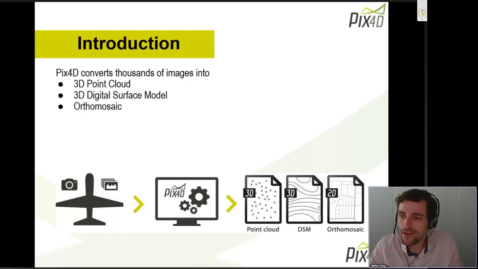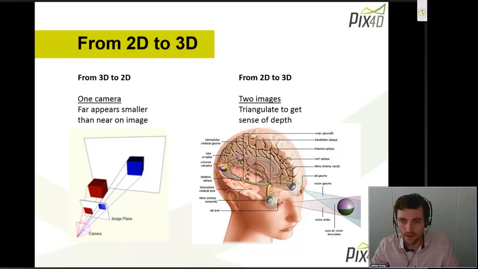So let's start with the introduction about modern photogrammetry. Pix4D Mapper is a software that's able to transform simple 2D images into 3D results, such as a point cloud, a digital surface model, and also an orthomosaic. To understand that, we need a little understanding of what a camera is and how you can recover what you have lost using processing of images.